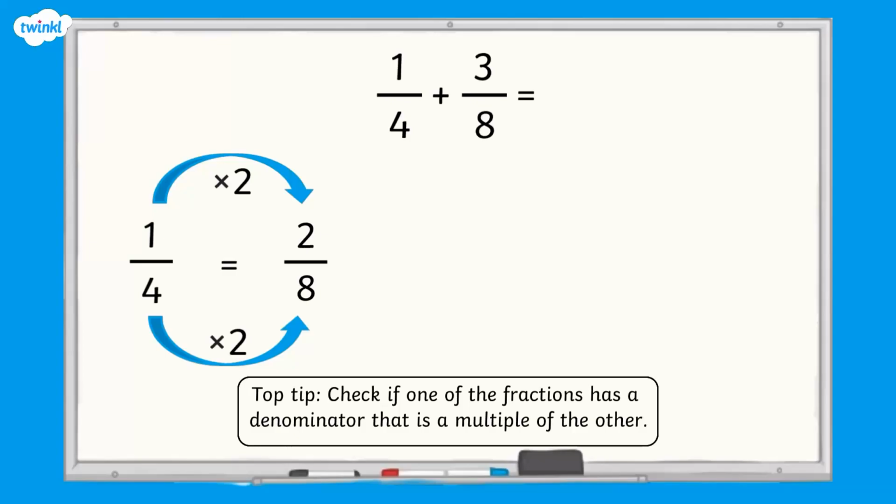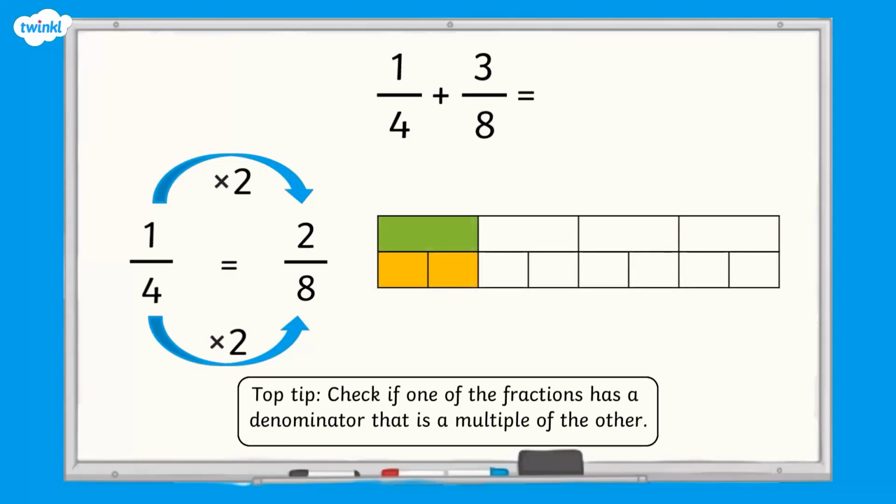We can check this with fraction bars. 1/4 means that the whole is divided into 4 equal pieces, and we have 1 of them. 2/8 means that the whole bar is divided into 8 equal pieces, and we have 2 of them. We can see from the fraction bars that 1/4 and 2/8 are equivalent. If you need a reminder about finding equivalent fractions, there is another video that can help you.